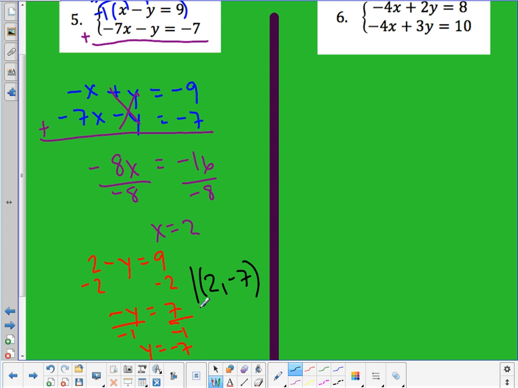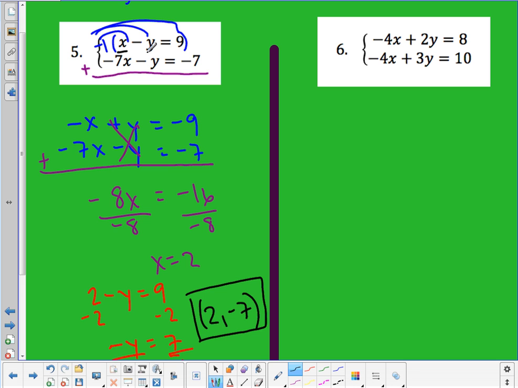And by the way, you can always check your solution that you find. If I take 2 and negative 7 and plug it back in for x and y, I should get 9. If I plug it back in for x and y in the bottom equation, I should get negative 7. So you can always go through and do that if you're interested to make sure that you have the right thing.